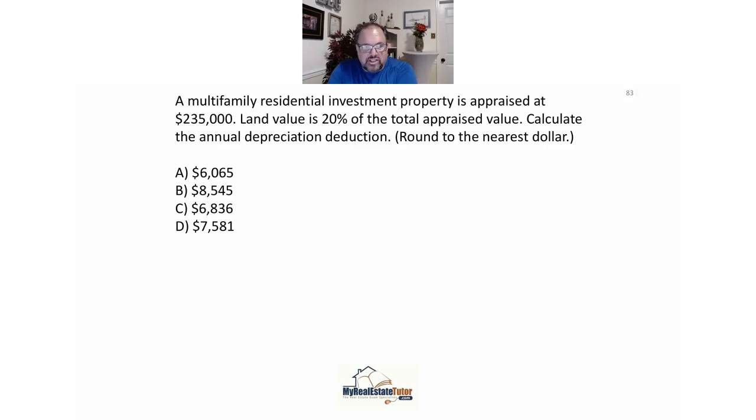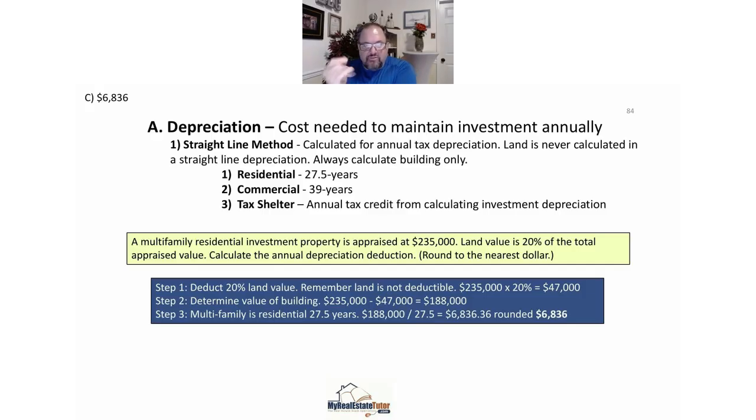Okay, so let's look at this. Let's go back and review a little bit. Okay, what is depreciation? That's the cost needed to maintain an investment. Okay, and that's done on an annual basis. It's called the straight line method. Okay, so what you're doing is you're calculating annual tax depreciation. Remember, land is never calculated in the straight line method. Land will be separate. Always calculate the building only.